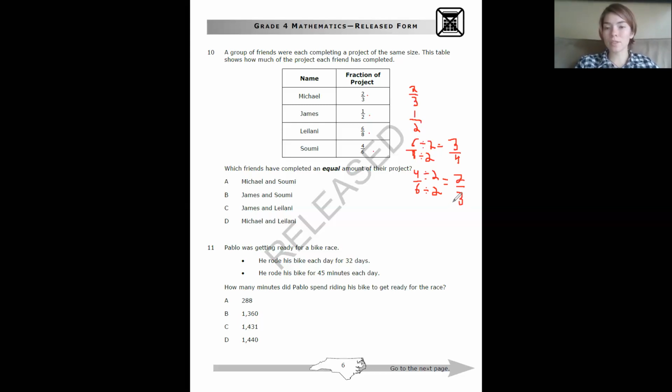And we can't simplify this 2/3 or this 1/2 at all. But what we're going to notice here is that when we simplified 4/6, we got 2/3, which is the same as 2/3 up here. So it was Michael who had 2/3 originally and Sumi who had 4/6. So our answers are going to be Michael and Sumi.